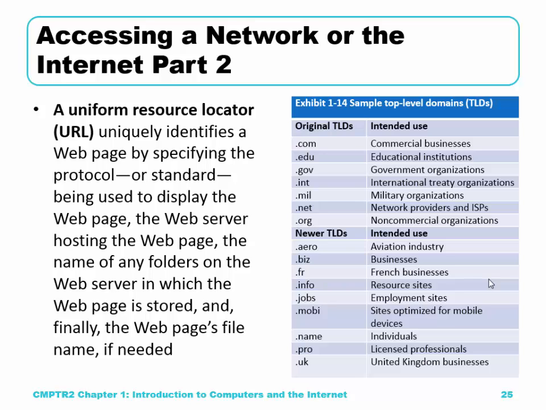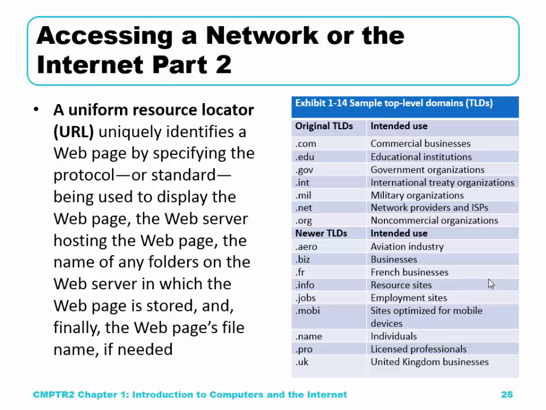Similar to the way IP addresses or domain names uniquely identify the computer or web server on the internet, a uniform resource locator uniquely identifies a web page by specifying the protocol or standard being used to display the web page, the web server hosting the web page, the name of any folders on the web server in which the web page file is stored, and finally the web page file's name if needed.